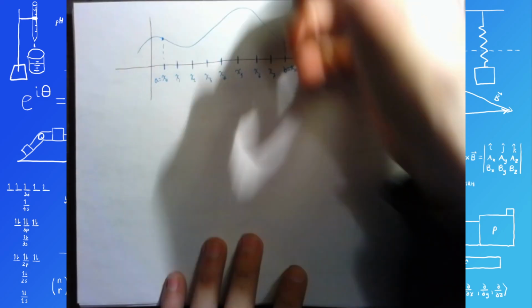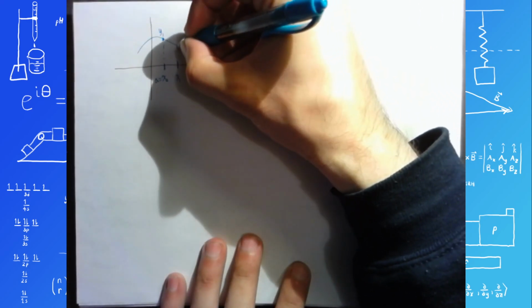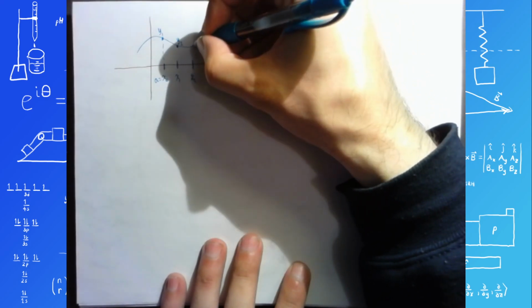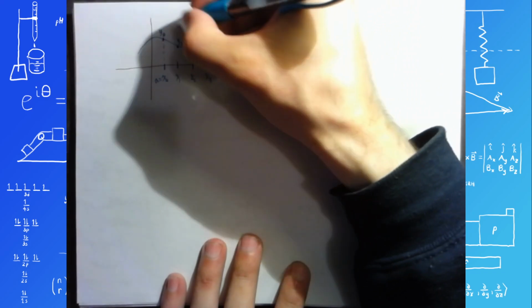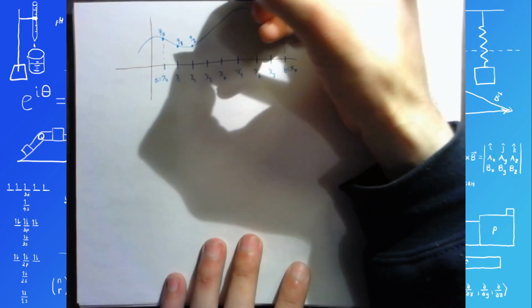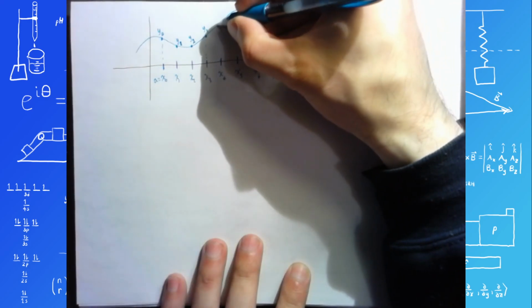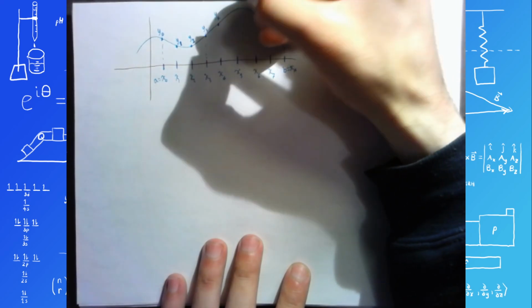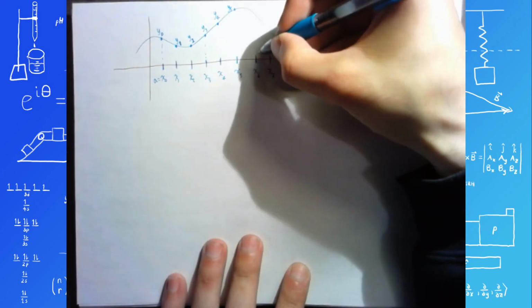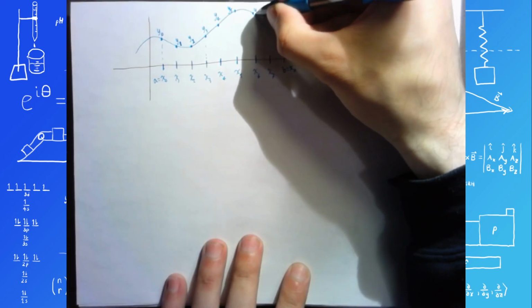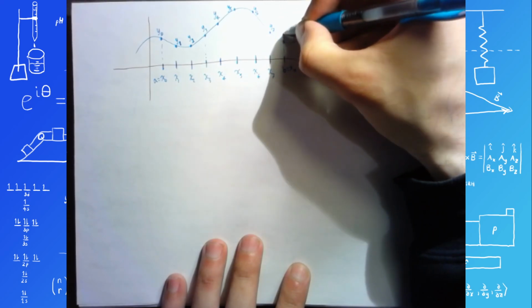For each of these points I'm going to name these f of x values y1 and y2 and y3, or wait, no, that's y0, y1, y2, y3, y4, y5, y6, y7, and y8 or yn.